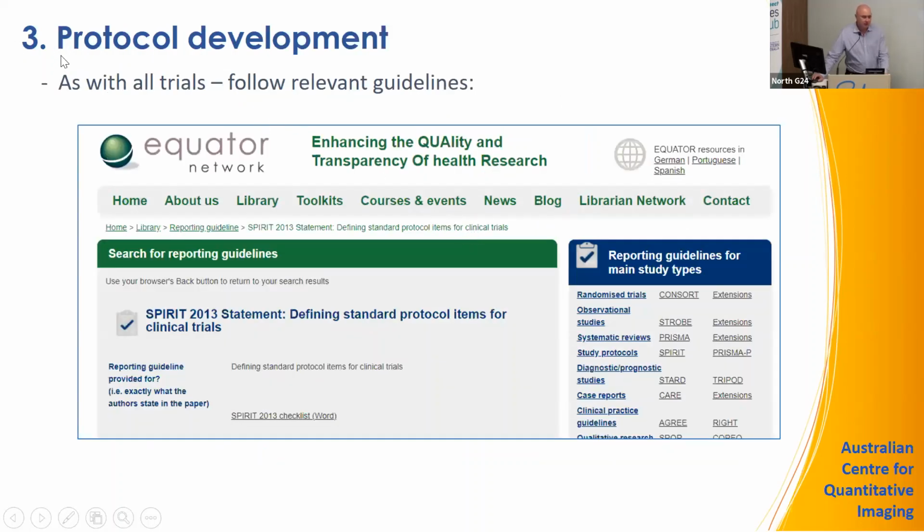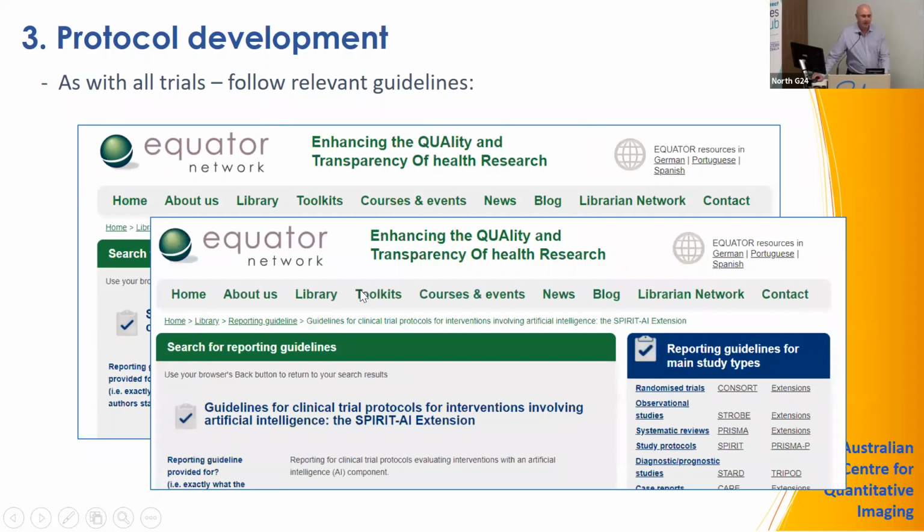So as with any trial, protocol development is important, and it's important to standardize it. The Equator resource is a fantastic site to get standards documents associated with trials. So there's the SPIRIT document example of saying what standard items should be in a protocol, and just note there's a new AI extension to that now. So if your protocol involves AI in some way, there are new ways to define those protocol items.